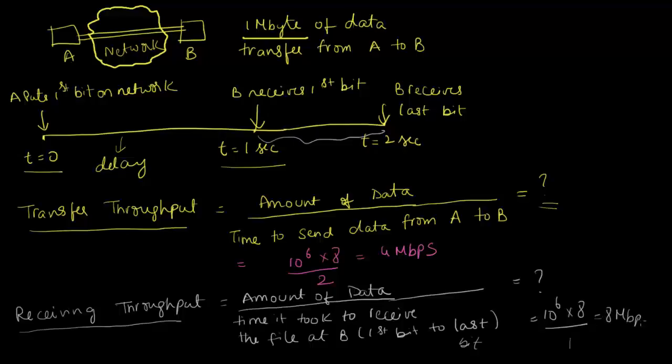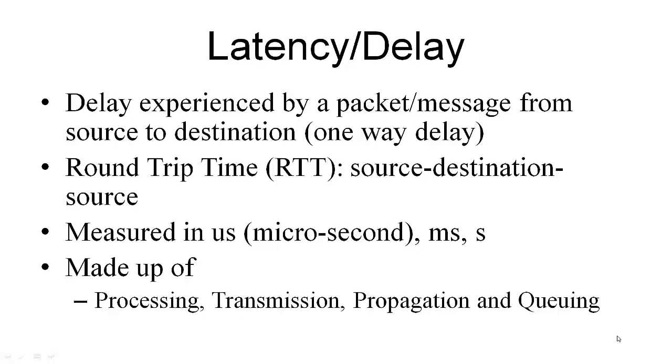So as you can see, the way you define throughput, you can get different numbers. So you have to be quite clear. Another popular metric is latency or delay. Basically this measures the time it took for a packet or a message to go from source to destination. This is called one-way delay. At times you also use round-trip time delay. Basically in this case you measure the time it took from source to destination and from destination back to the source. Since this is delay, you're measuring time, its units are either microseconds, milliseconds or seconds.